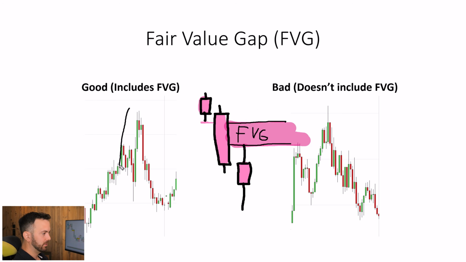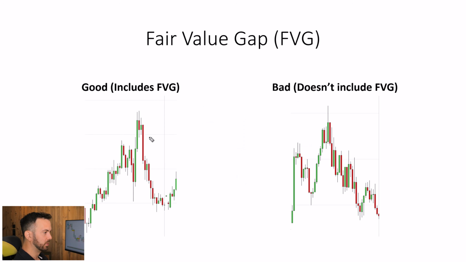So if you look here in this example, then you want to look into that rejection and you want to look for the fair value gap there. You want to see a fair value gap there. So low of the first candle, high of the third candle, right? So this being the first one. It doesn't matter if it's bearish or bullish, by the way. So this is the first one, this is the second one, and this is the third one. And this whole area, that's the fair value gap.